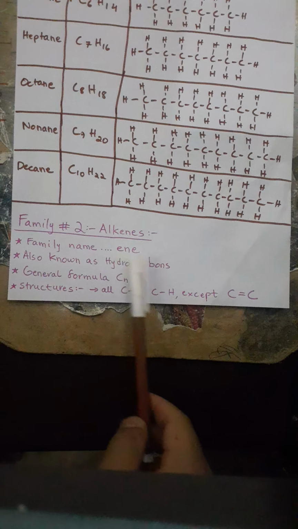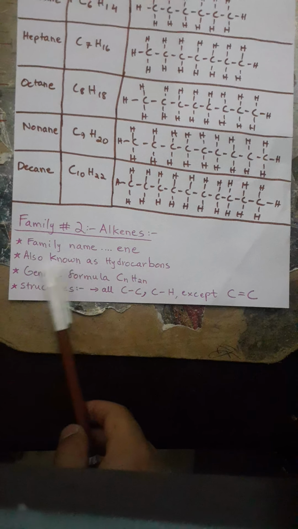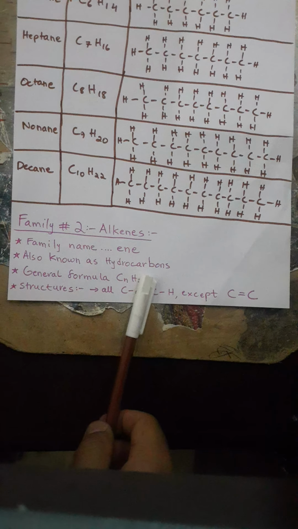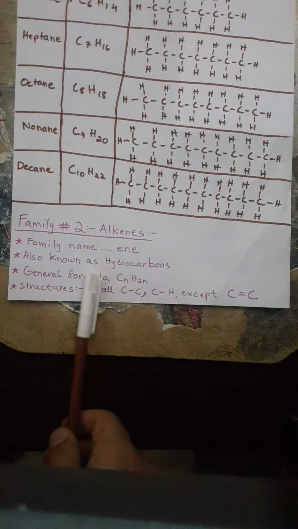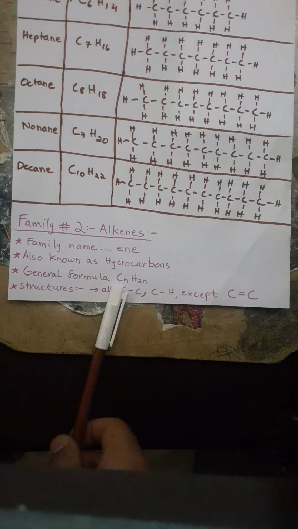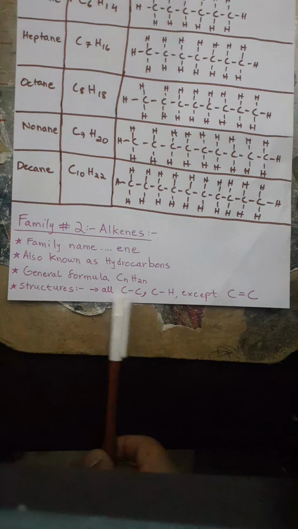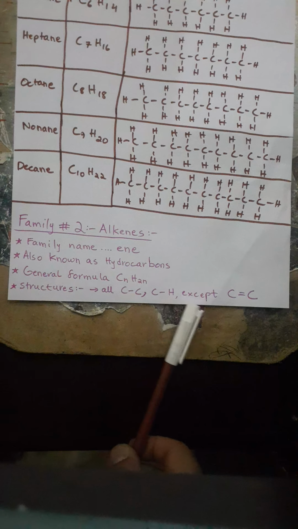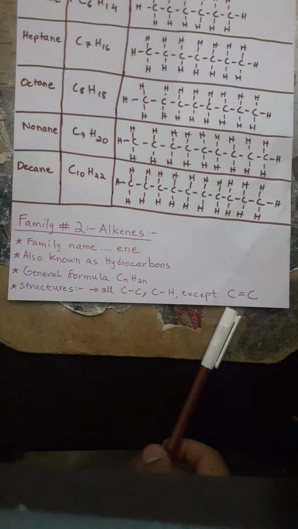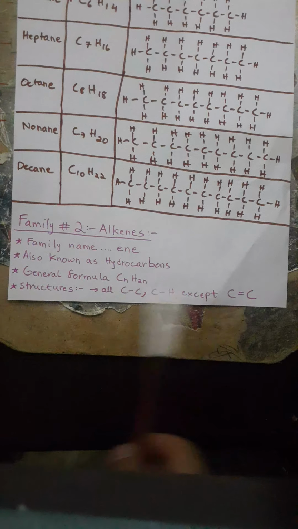Its name ends with ene. Family name is ene, and it is also known as hydrocarbons, as it only contains carbon and hydrogen in it, like alkanes. And its general formula is CnH2n, and its structures contain CC bonds, CH bonds, except there is a double bond between the carbon atoms, C double bond C.